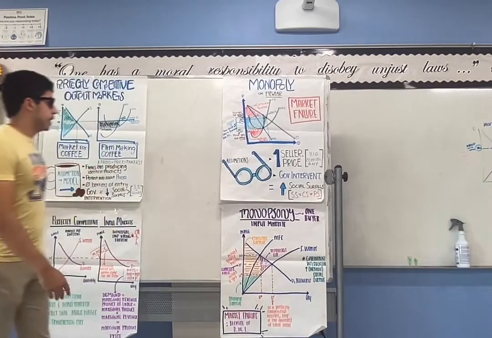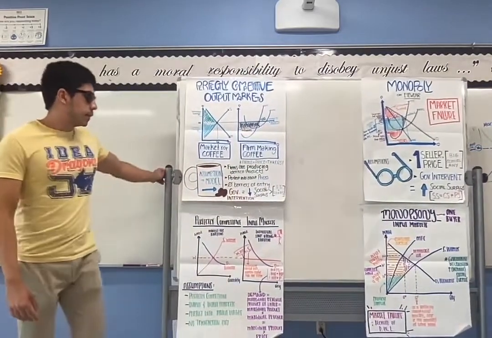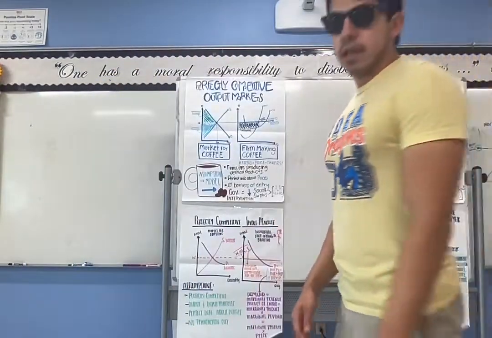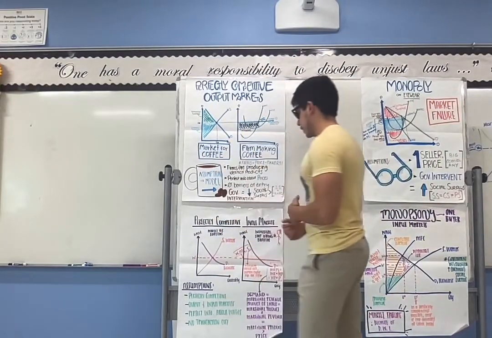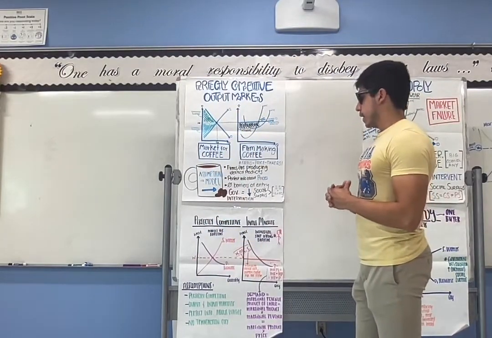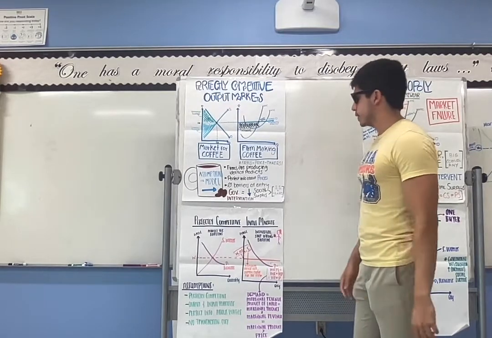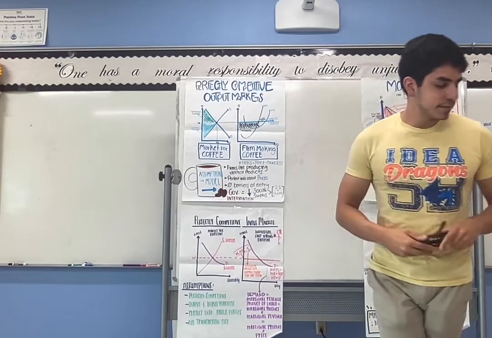So that's perfectly competitive output markets. Or I'm sorry, that's the imperfectly competitive output market of monopoly. Now let's go to the perfectly competitive input markets. And so hopefully you see the parallels between perfectly competitive output markets and perfectly competitive input markets. Sort of the same economics, but with a little bit of a twist because they're input markets. Let me take off my glasses.